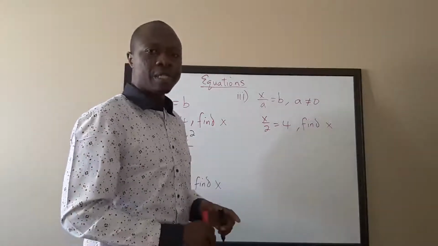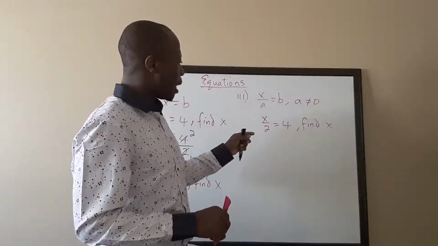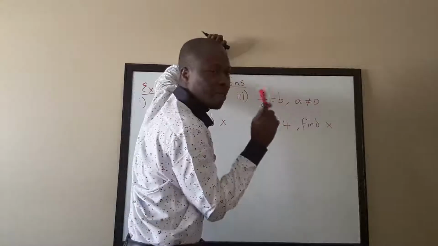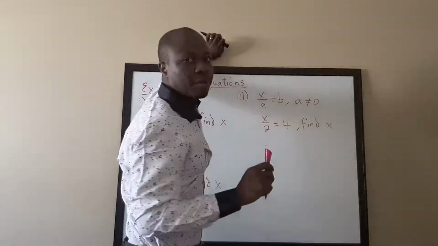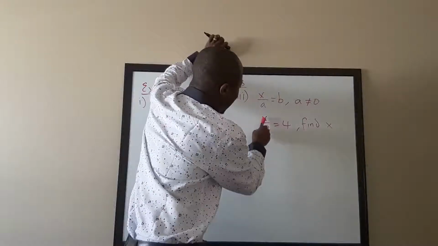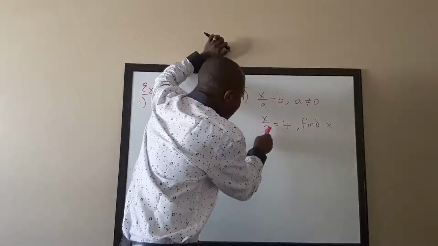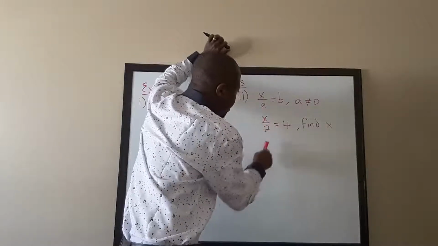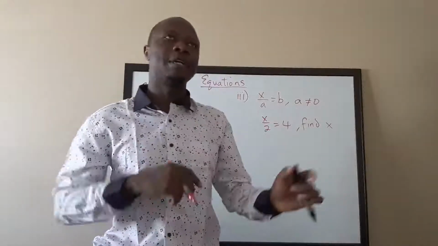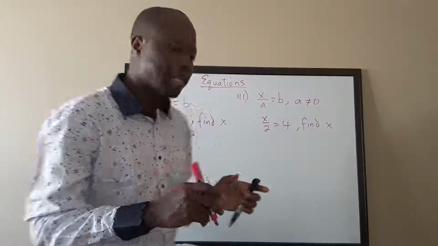There are 2 ways of doing this. Method number 1: I want to get x by itself. Right now it is not by itself. So right now we have x over 2, and we have to figure out what we can do to get rid of the over 2. Now over 2 means divided by 2, and the opposite of divided by 2 is multiplied by 2. So I'm going to try that here to see if it's going to work.